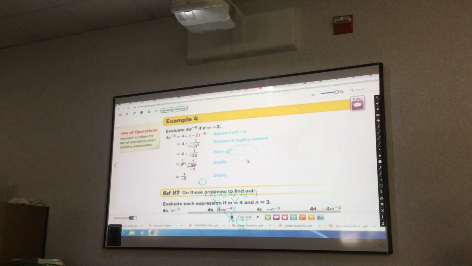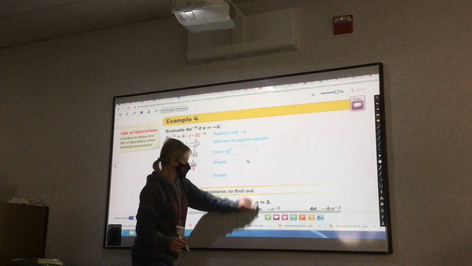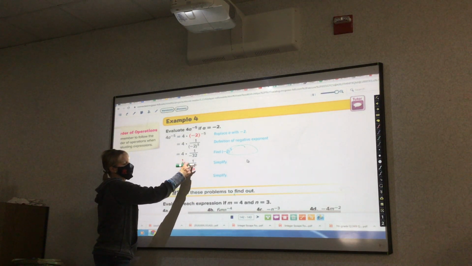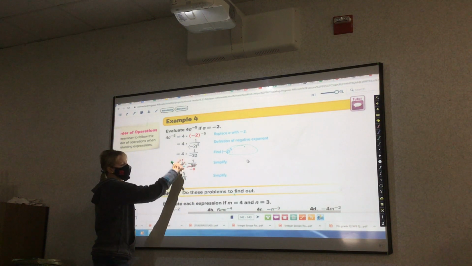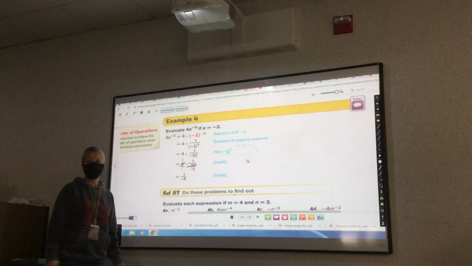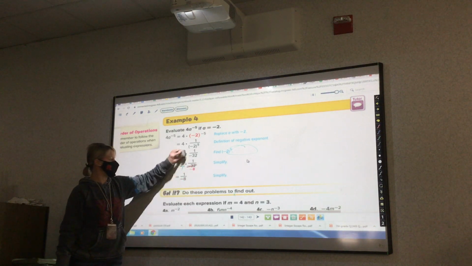Then I do the negative 1 over negative 32 times 4, which 4 is over 1, and they're reducing first by 4. And then 1 times 1 is 1. 1 times the negative 8 is a negative 8. So you have to show all of those steps.